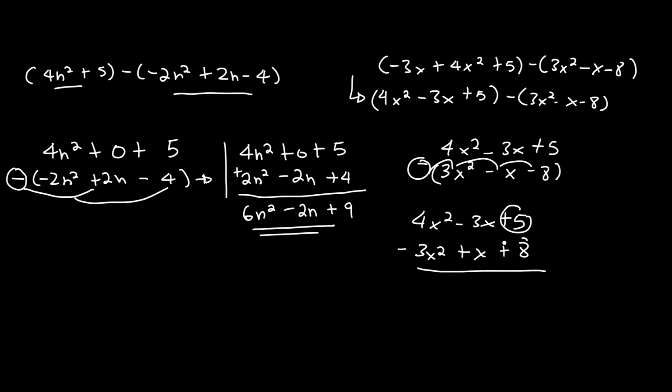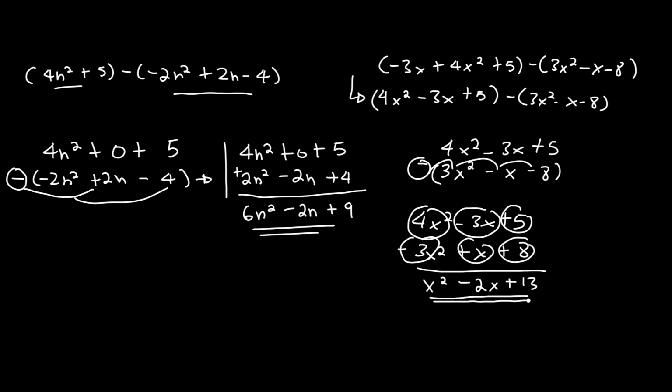5 plus 8 will be positive 13. Negative 3x plus 1x, that will be negative 2x. And 4 minus 3 will give you x. This is our final answer.